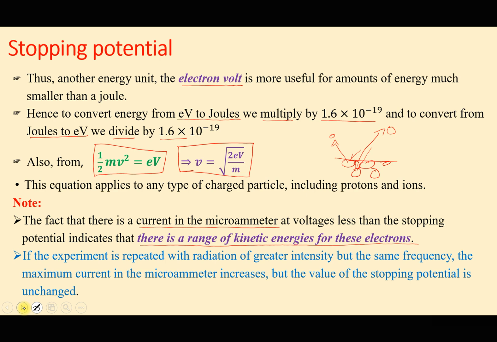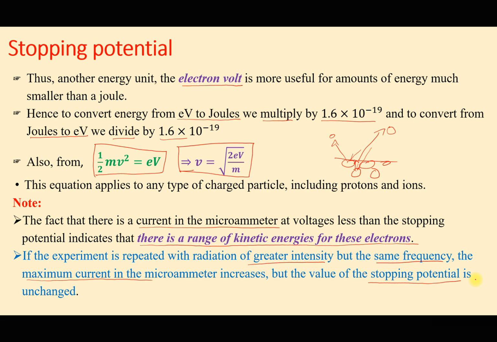If the experiment is repeated with radiation of greater intensity but the same frequency, intensity is changing but the frequency is constant, then the maximum current in the microammeter increases, but the value of the stopping potential is unchanged. So the maximum current is increasing, but the value of the stopping potential is not changing. Why?